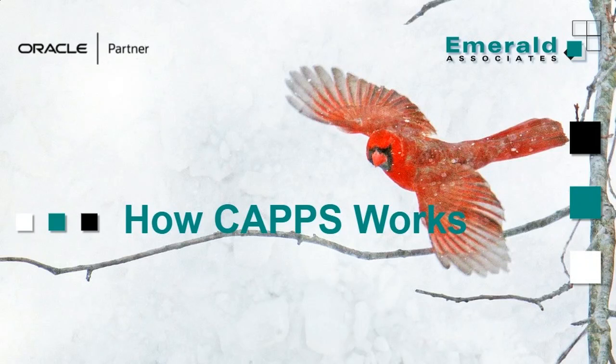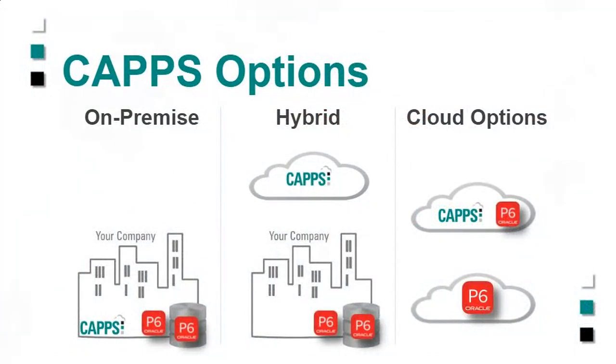So let's touch on how CAPPS works. CAPPS is a web app, so it can be deployed on-premise within your organization through a web browser. You can have a hybrid deployment, so you can put it in our cloud and have it tied to your internal system. Or if you're working with P6 in a cloud or a hosted environment, CAPPS can be installed with it in the cloud, or again, from a different third-party location like we provide. So in terms of deployment, very easy, very flexible.